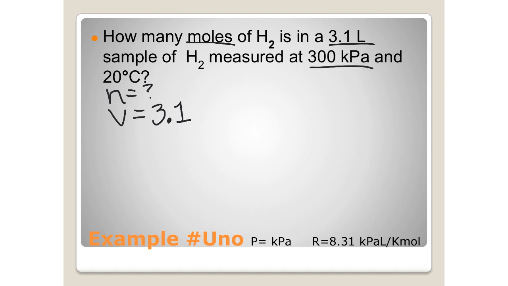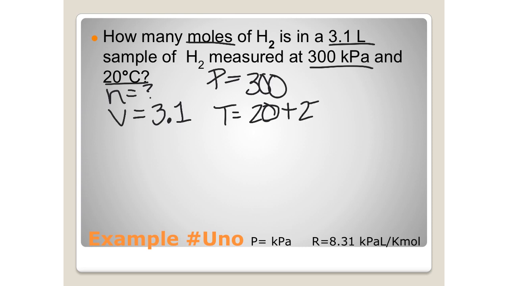Then it says 300 kilopascals. A kilopascal is a pressure. So I've got 300 there. And then it gives me a degree Celsius. A degree Celsius is a temperature. So I've got 20 degrees Celsius. In order to change it to Kelvin, I have to add 273. So my temperature is actually going to be 293 Kelvin. Always, always, always have to have your temperature in Kelvin, and it'll never work out.